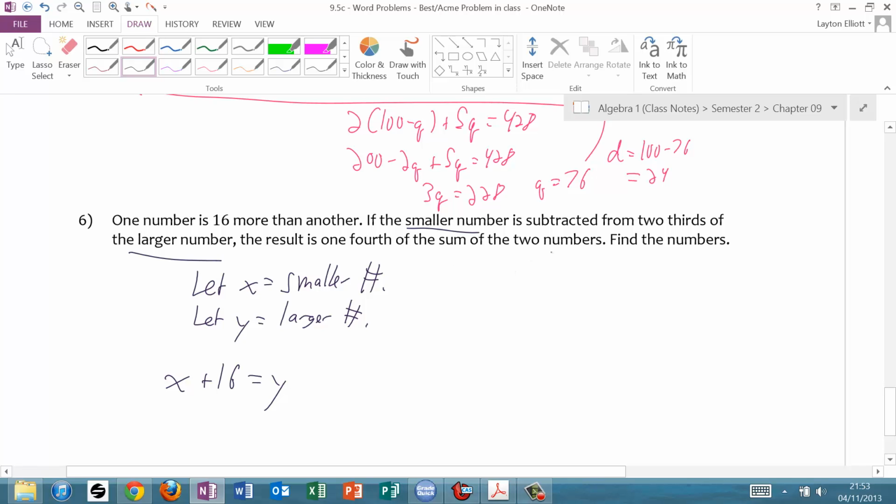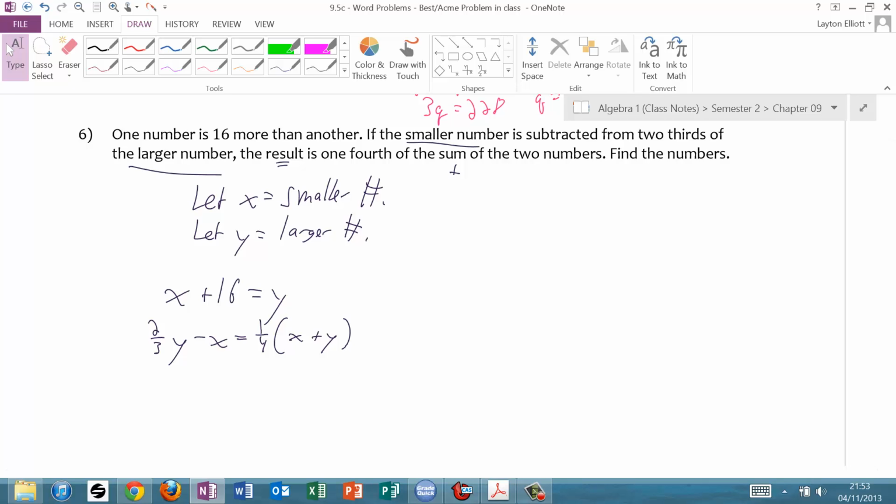And then it says if the smaller number is subtracted from 2/3 of the larger number, so 2/3 of the larger number is 2/3 y, subtract the smaller number, the result, there's your equals, is 1/4 times the sum of the two numbers, x plus y. So our setup here is a little weird. Let's pull these together. The first one's already set up for substitution, but before we do that, let's simplify this bottom one. I'm going to first distribute the 1/4.